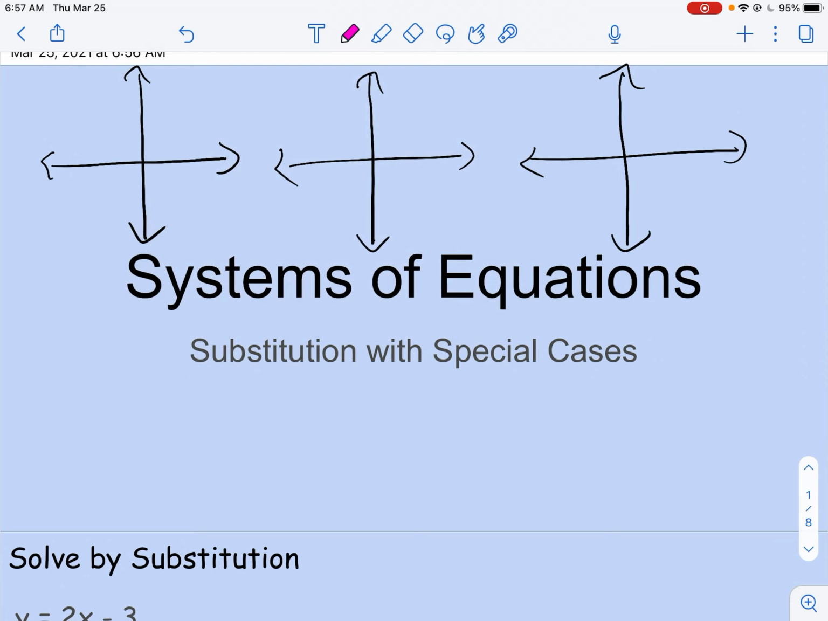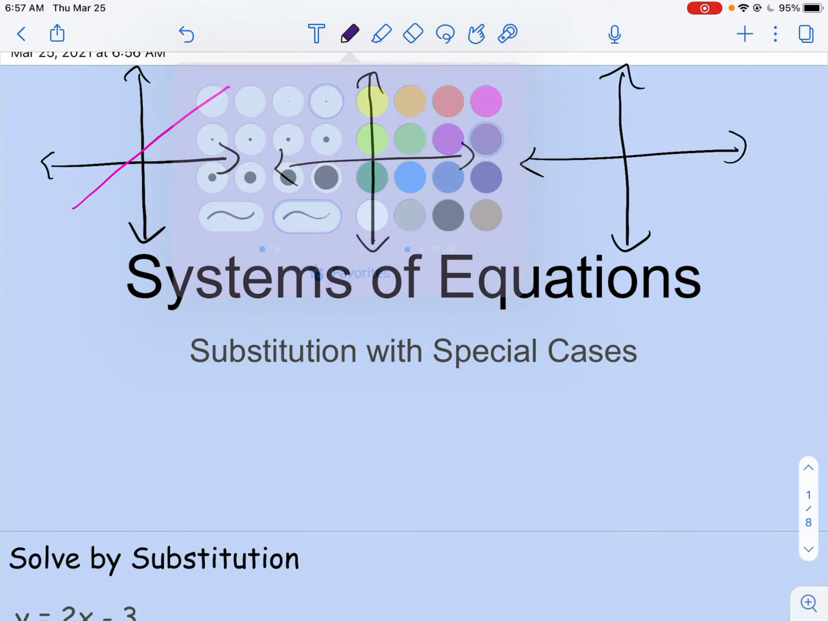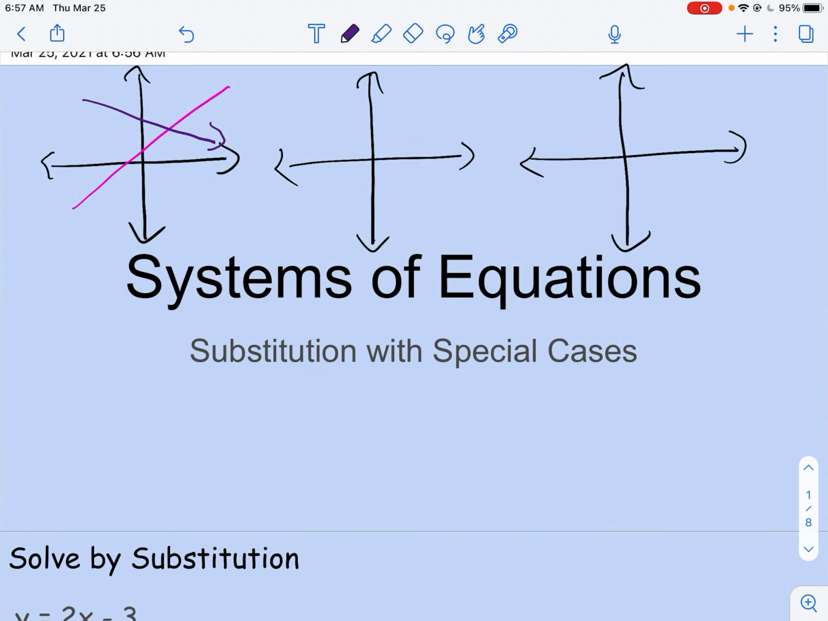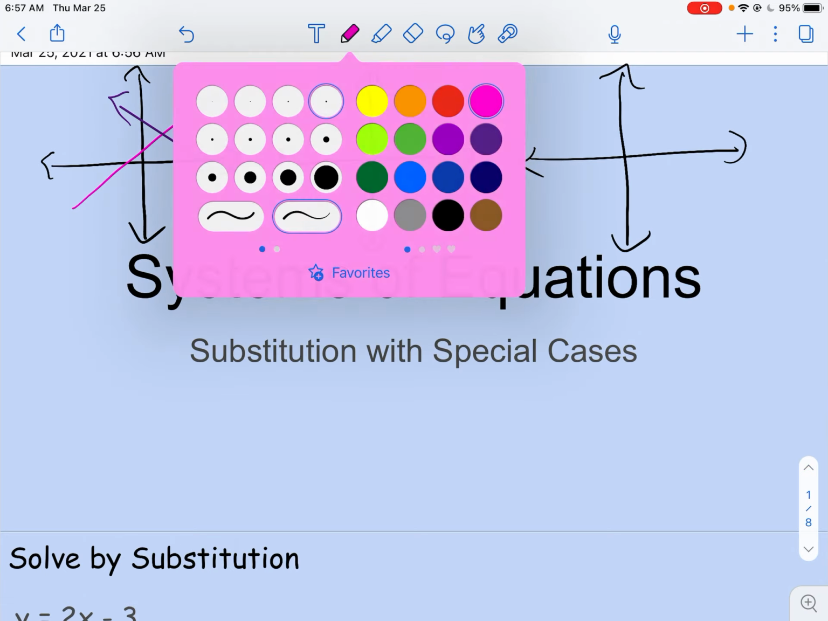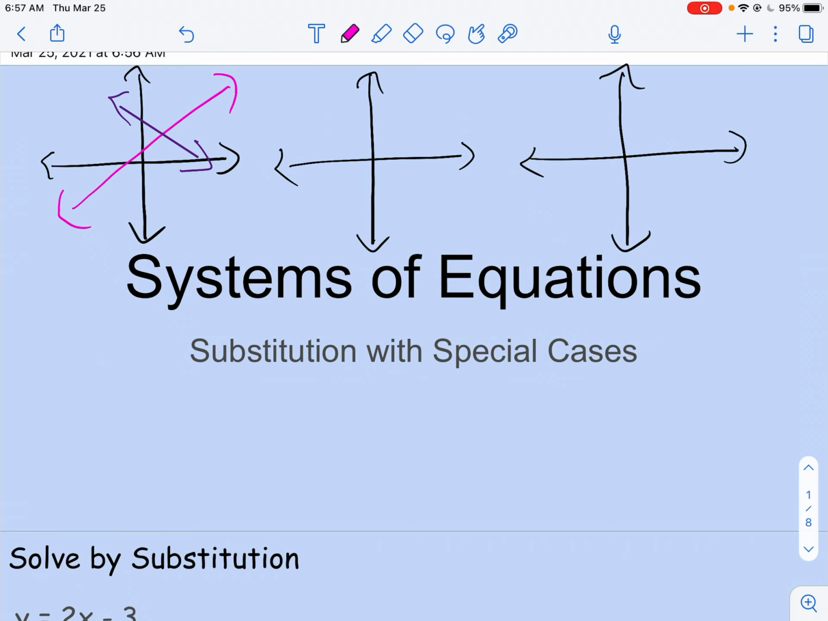So, if I had two lines and those two lines intersected, that was horrible. And I didn't even put arrows on this other one. If we had that, they intersected, there was one solution. And remember, when you get one solution, you actually have to write down what that one solution is. You can't just say one solution.